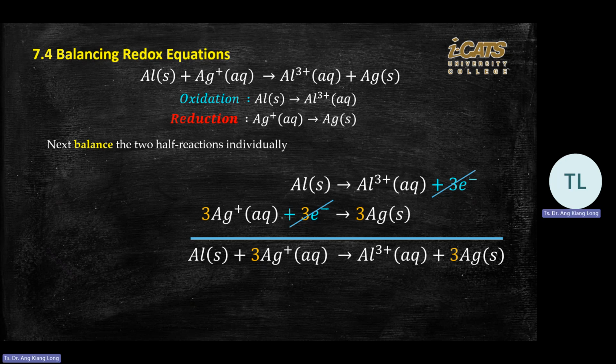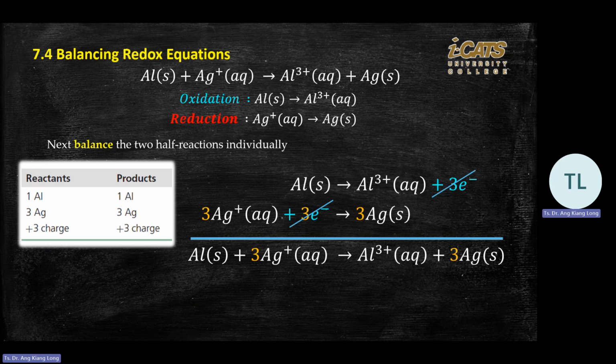You see, our original equation on the top is not balanced because 3 is missing for Ag. Understand? The orange color one.